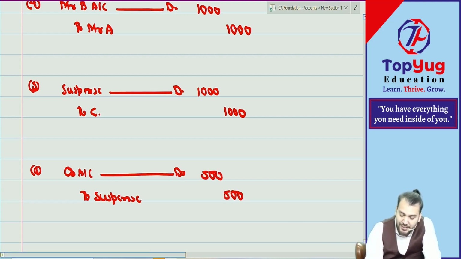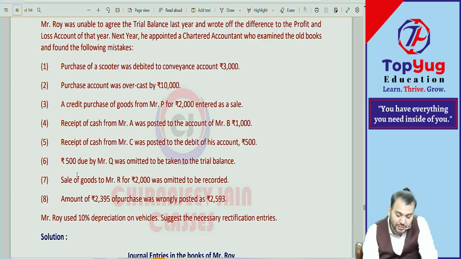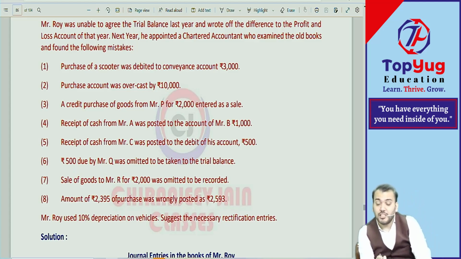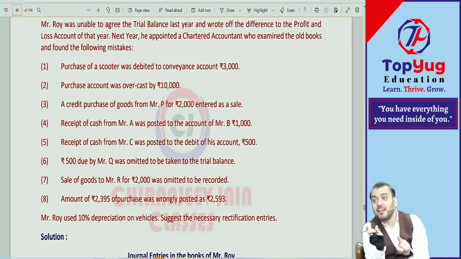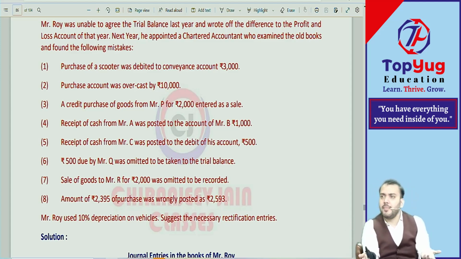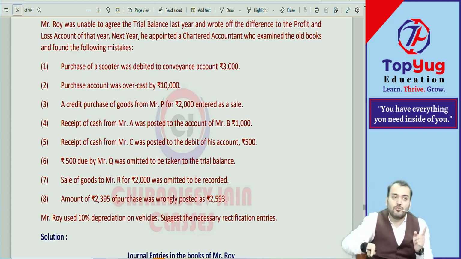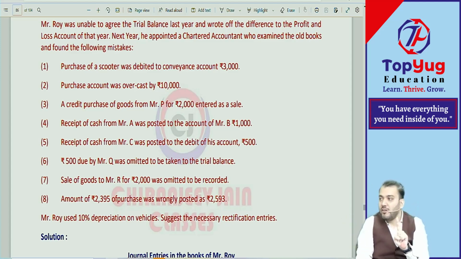So those who have not done correctly, just try to understand what they want to say. Due by Mr. Q was omitted to be taken into trial balance. Means Mr. Q is one account, so that balance was not taken into trial balance. So it is always one sided. One account represents only one side, and that side was not given effect in the trial balance. So Mr. Q's balance was not taken to trial balance, so the debit aspect was not recorded. So you need to record the debit aspect. So Q account debit to what? Suspense account. Are you able to understand? Have you understood what I am saying?